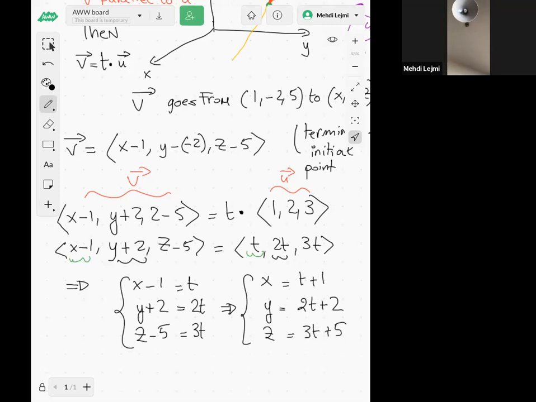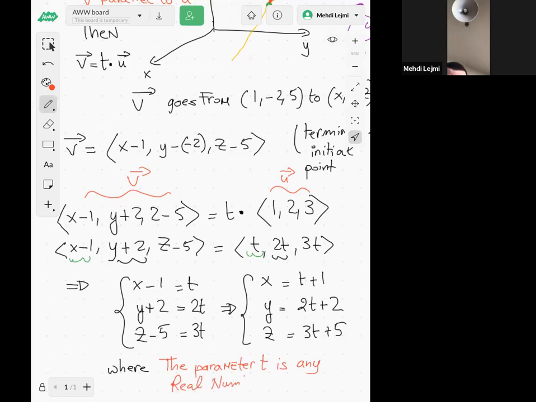And this variable t could be any number, because my vector v is supposed to be a multiple of the vector u. We call the variable t a parameter, because it can take any value, any real number. So the parameter t is any real number.